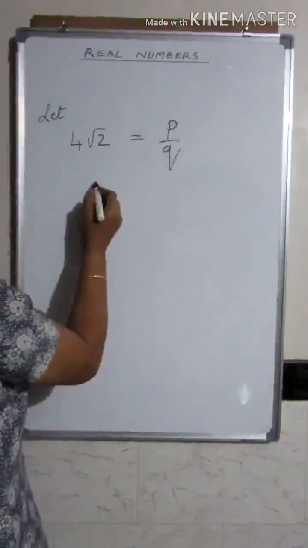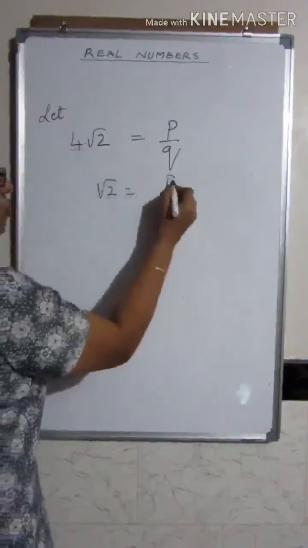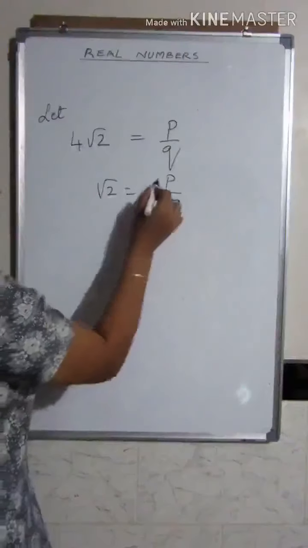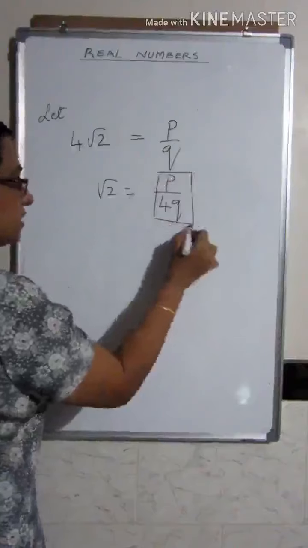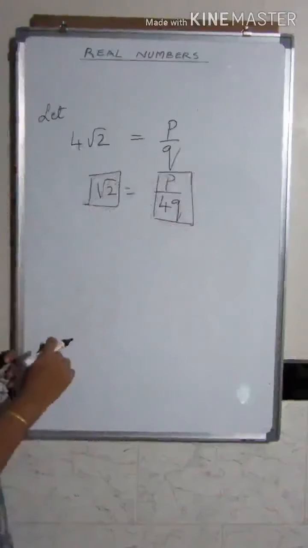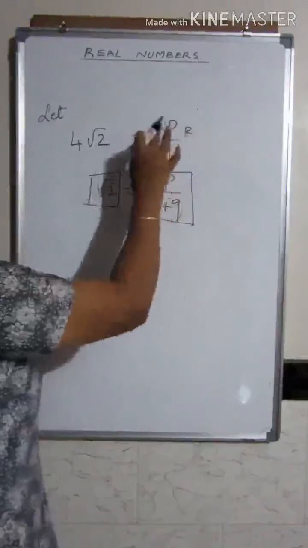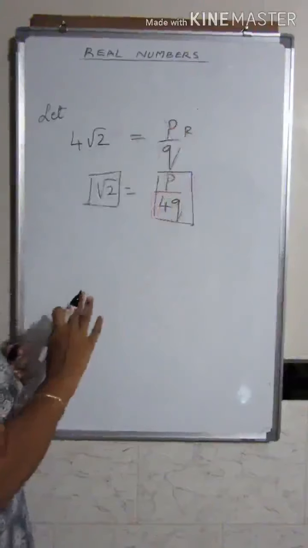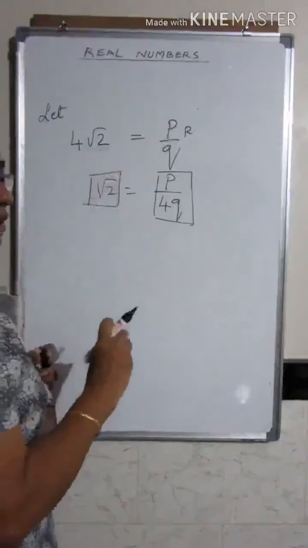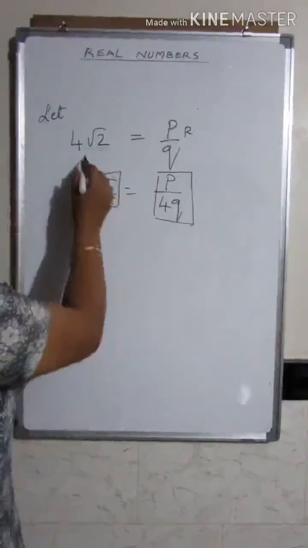Now from this, root 2 is equal to, bringing 4 to the denominator, P upon 4Q. Looking at this expression, you know that this is a rational number, and you have just learnt that root 2 is an irrational number. So the assumption that it is a rational number is wrong. Therefore 4 root 2 is an irrational number. So you assume it as a rational number, disprove your statement, and then conclude that 4 root 2 is an irrational number.